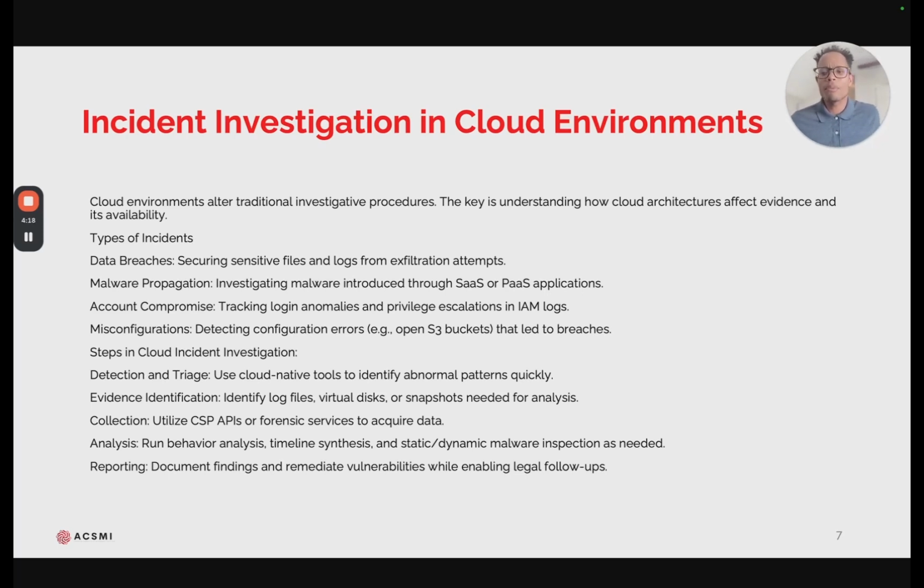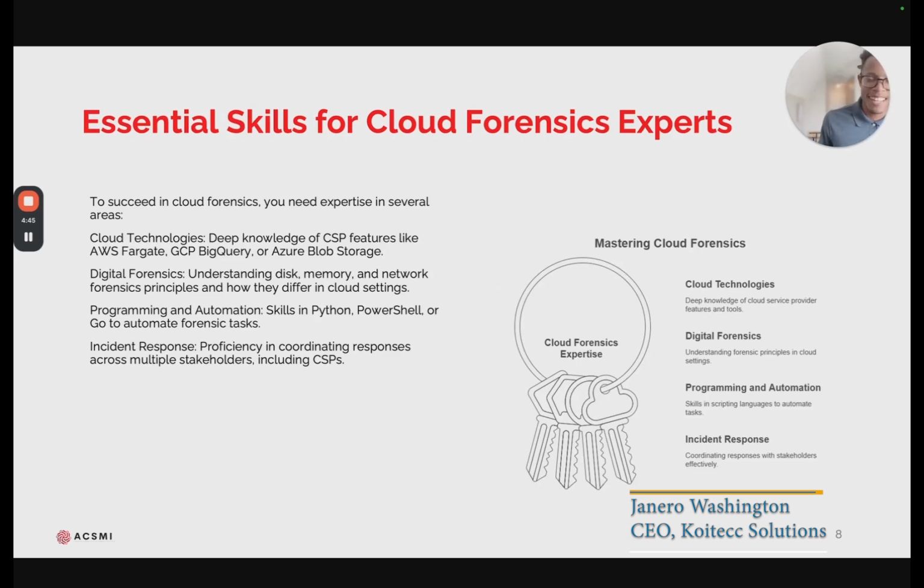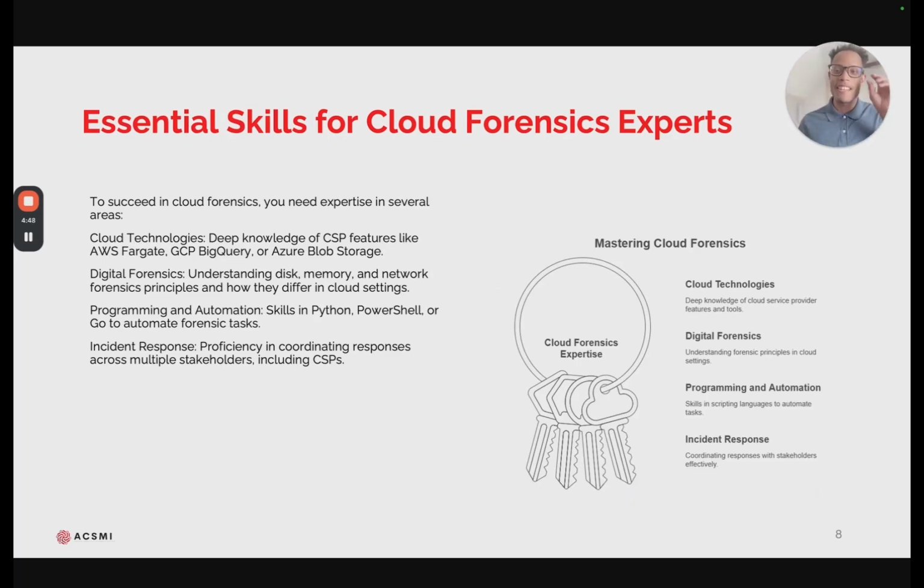So what are the steps? We talked about it before, right? Well, detection and triage. We have to understand the cloud native tool itself and identify what patterns are actually normal versus not normal. You want to be able to identify the log files, the disks that are associated with this, take snapshots if needed, and then utilize your CSP APIs, right? That cloud service provider, the APIs or tools to acquire the actual data, and then analyze it from a dynamic or static environment, okay? And then report on everything. Not everything, but you can fine tune it, report on things that matter.